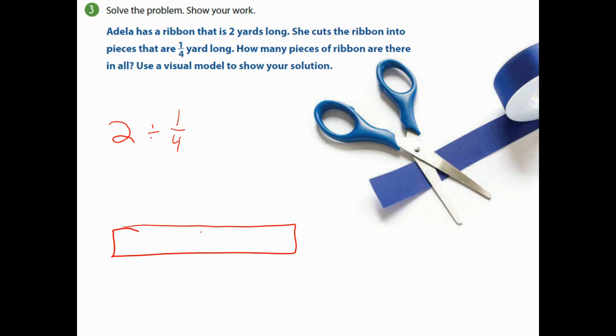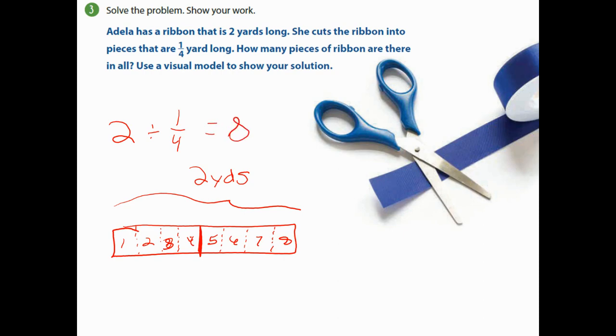Here's my ribbon. I'm going to break that into 2 pieces, right? So I have 2 yards of ribbon. Now, each yard I'm going to break into fourths. So how many pieces of ribbon do I now have? Well, I have 1, 2, 3, 4, 5, 6, 7, 8. 8 pieces of ribbon. All right, guys, that is it essentially for this lesson today.